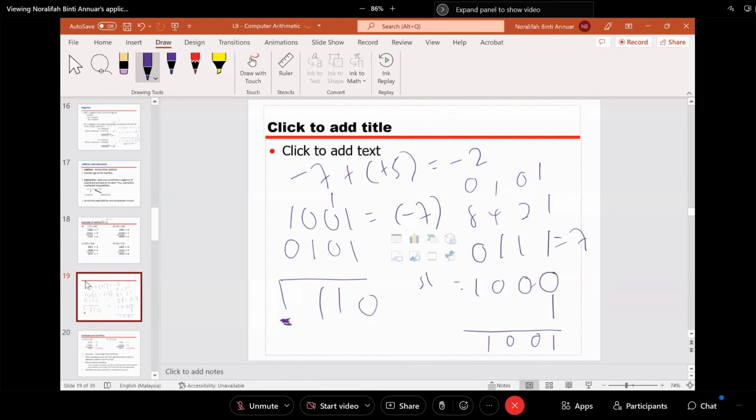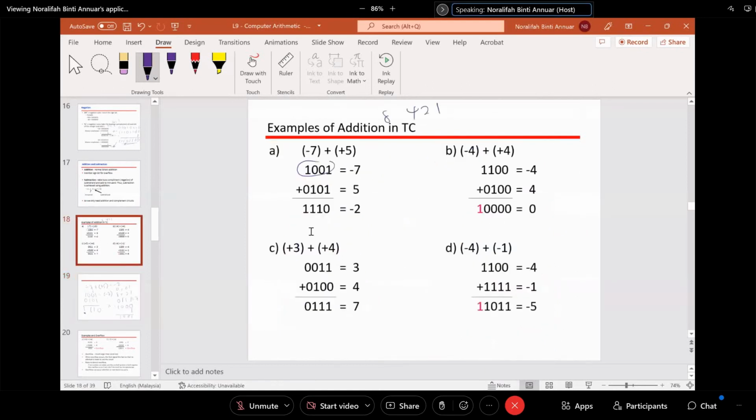111. 1110. So this is your answer. So it's negative 2. Okay, and then you can change it again. If you want to check whether kenapa dia ni negative 2 kan, then you tukar balik value dia dalam positive to check the answer is betul tak 2.